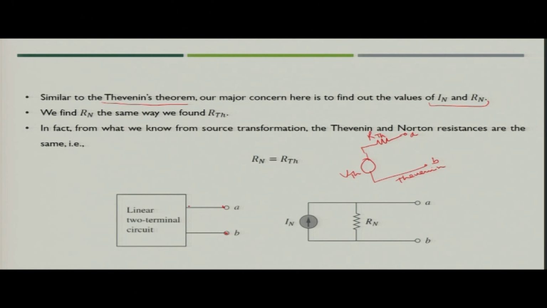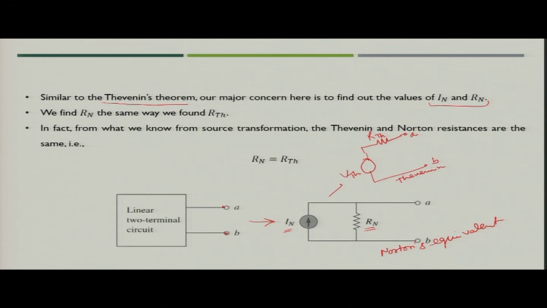Now, in the case of Norton's theorem, you will change this circuit to a Norton's equivalent, which would look like this. Here you will have a current source IN in parallel with one resistance RN. So, this is your Norton's equivalent of the linear two terminal circuit.